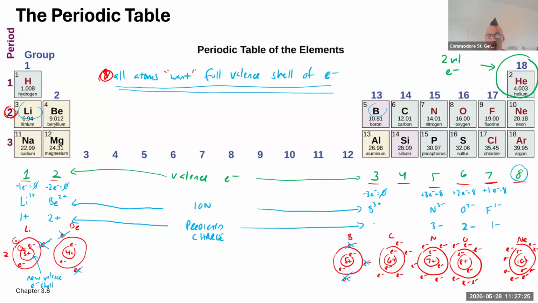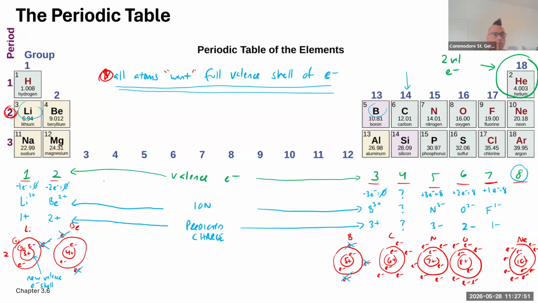Again, pluses are cations, negatives are anions, right? So this is going to be a 3 plus. Now, carbon's a little weird. Carbon, it's even. Is it easier to lose 4 or easier to gain 4? About the same, right? So we're going to just put a question mark here. We don't know what that's going to be.